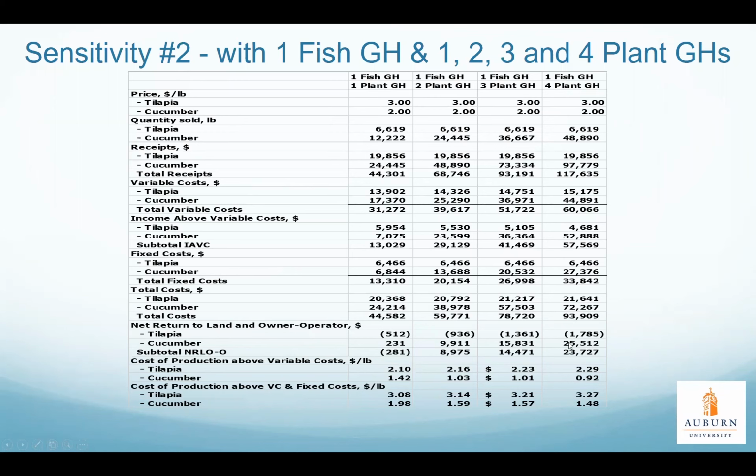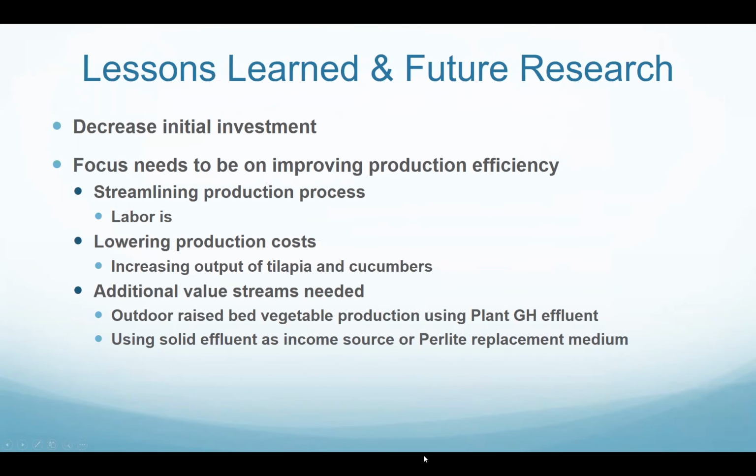we're making money with the cucumber and losing money with the tilapia, but combined making about $23,000. And looking at the cost of production above the fixed and variable cost, you can see for the cucumber, it's going down, $1.98 per pound, $1.59 per pound, $1.57 per pound, $1.48 per pound. So I've given you a lot of information in a very, very short time.